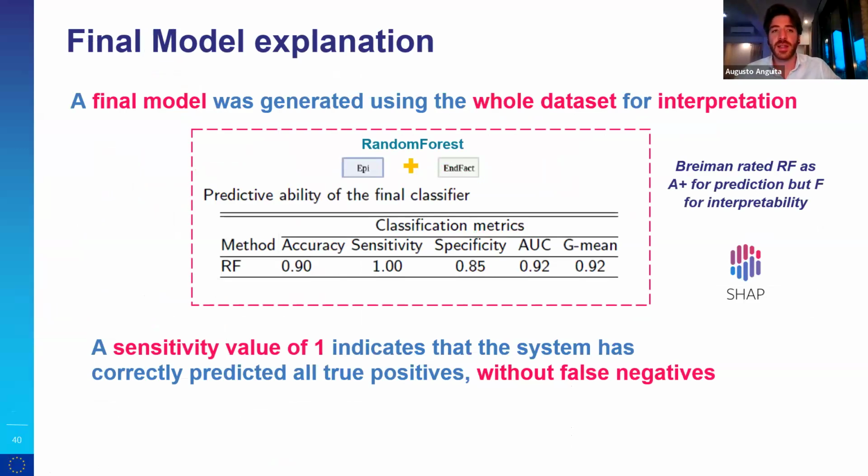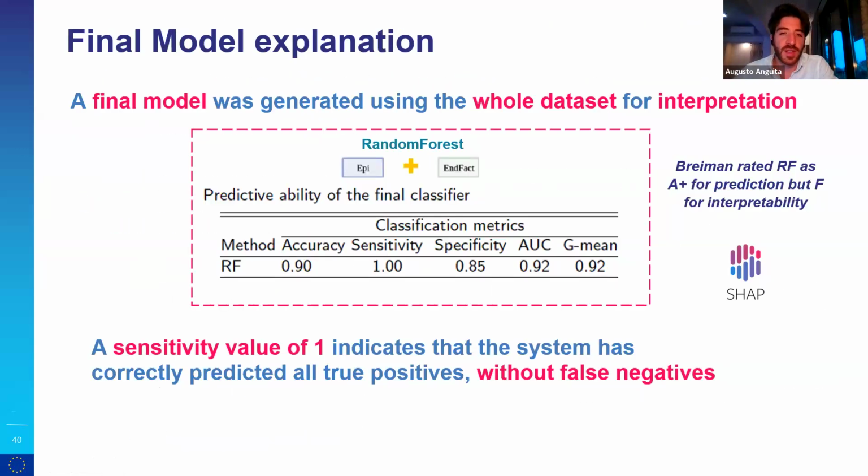So we identify that the random forest is the best classifier in our study, and now we want to interpret why it's making those decisions. For that, we built another model, but now in the whole population, to get as much information as possible. And we get these metrics. In the whole population, when we apply the random forest, we get an accuracy of 0.90 and a sensitivity of 1. That means that we correctly predict all true positives, and we don't have any false negatives.